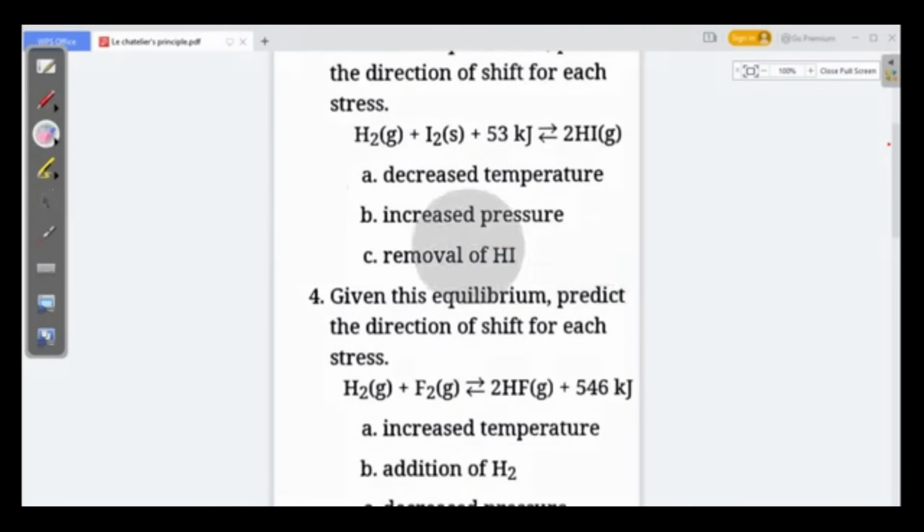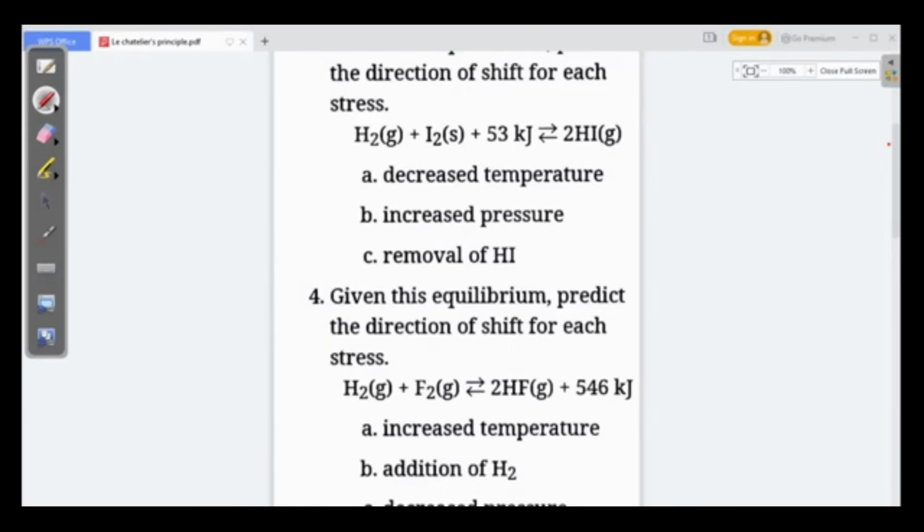Now moving on to question 4. Question 4 says, given this equilibrium, predict the direction of shift for each stress. The first stress is the increase in temperature. So increasing in temperature, you need to understand, is it an exothermic or endothermic reaction?